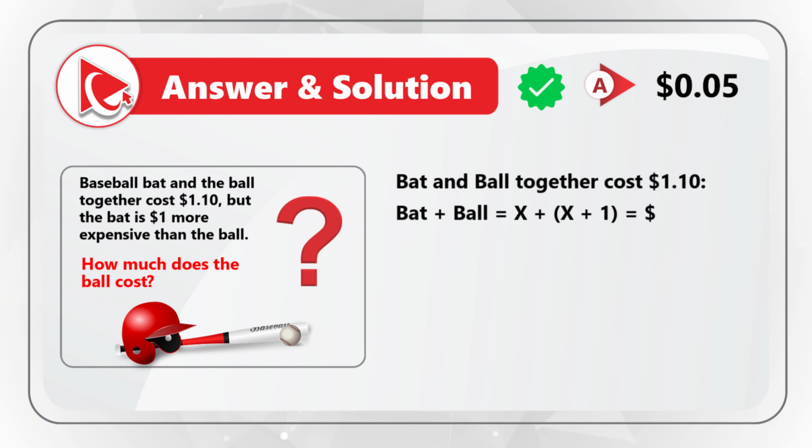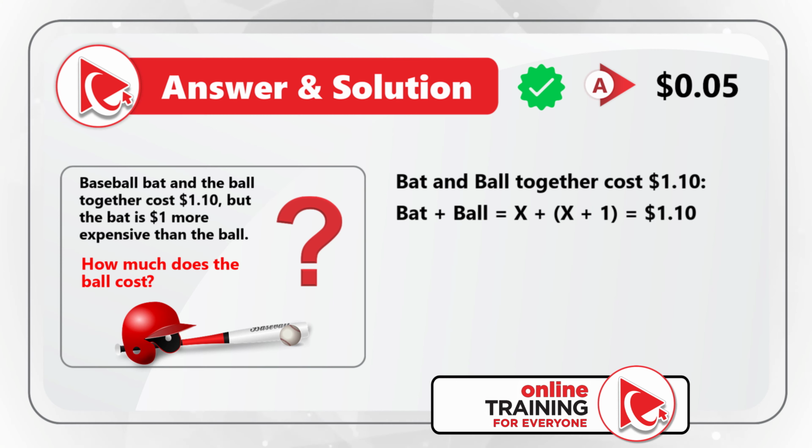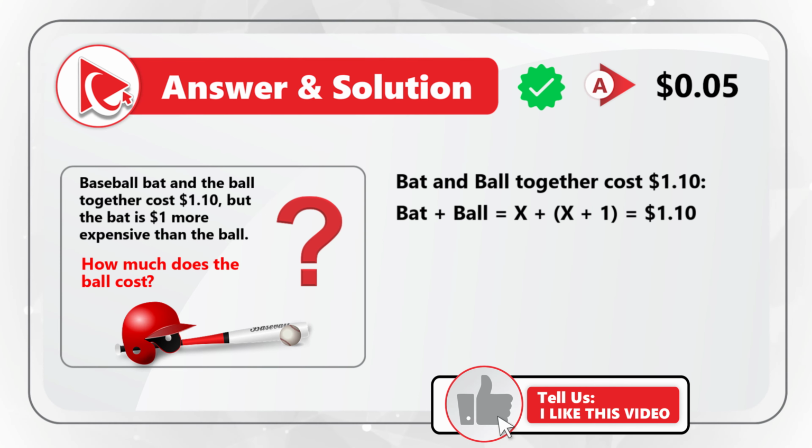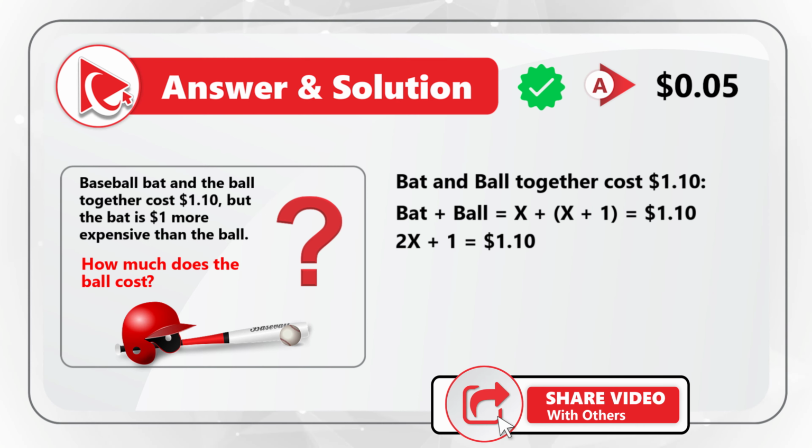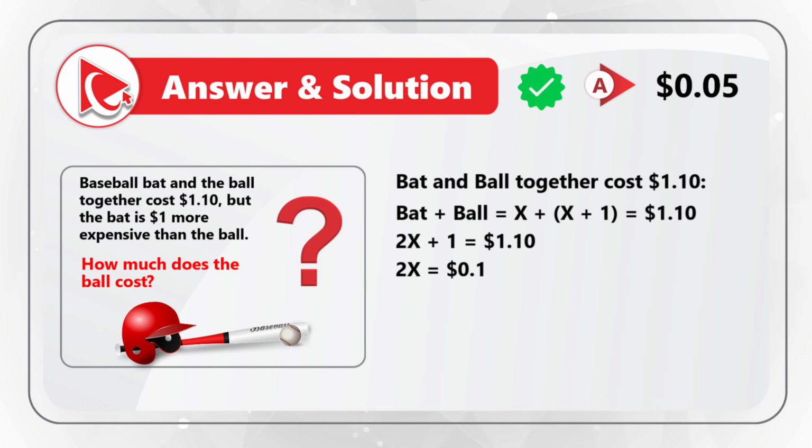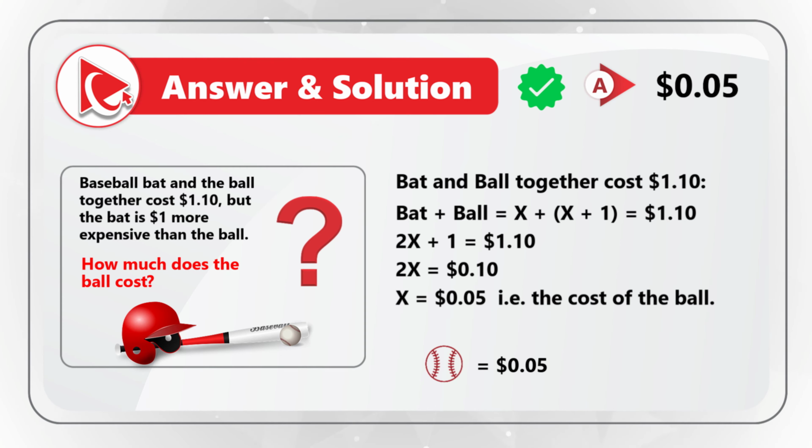Bat plus ball would be equal to X plus 1 plus X, and would be equal to $1.10, which would mean that 2x plus 1 would be equal to $1.10. If we simplify, we would find out that 2x equals 10 cents, which basically means 2 balls equal 10 cents, which means that x equals 5 cents. That tells us that the cost of the ball is 5 cents and the cost of the bat is $1.05.